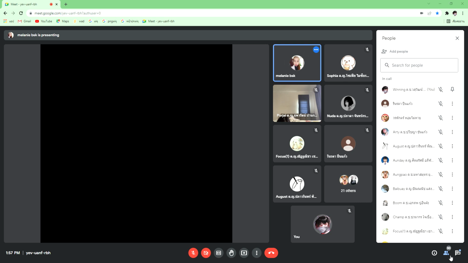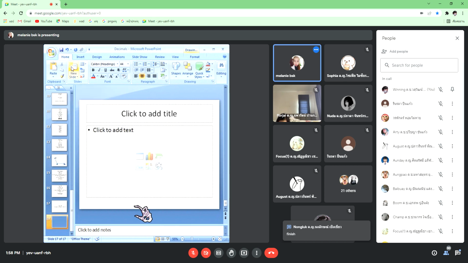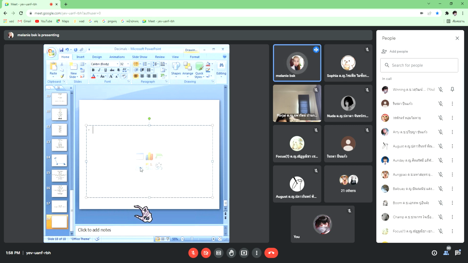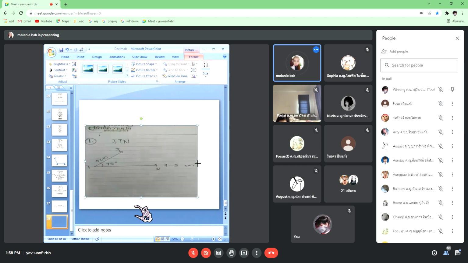So this should look like this one. For number one, your angle should look like this one, children. Can you see this one? It says here that the other arm is 3 centimeters and the other arm is 4.5 centimeters. So we have angle GTN. TJ is 3 centimeters and TN is 4.5 centimeters, children.